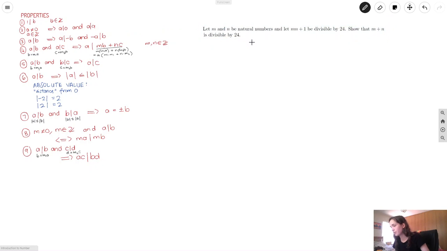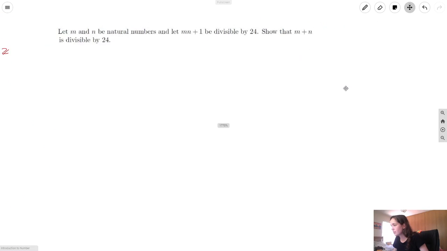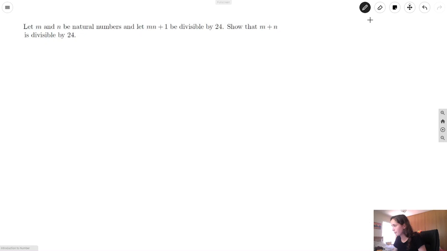Okay, so they tell us let m and n be natural numbers, and let mn plus 1 be divisible by 24. Show that m plus n is divisible by 24. So what they're giving us is that mn plus 1 is divisible by 24, so 24 divides mn plus 1. We want to prove 24 divides m plus n.